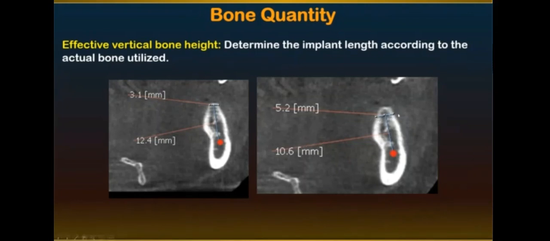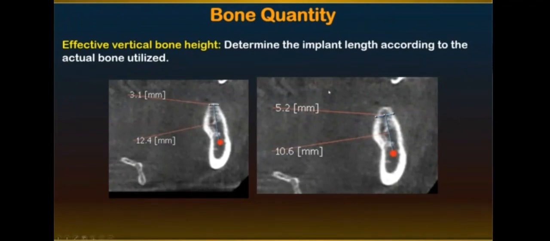So here I get more dimension, which is 5.2 millimeters, but you can see here the length of bone available becomes less by 2 millimeters, becomes 10.6. Therefore, the maximum implant length I can use here is, we can say, 8.5 millimeters, for example.